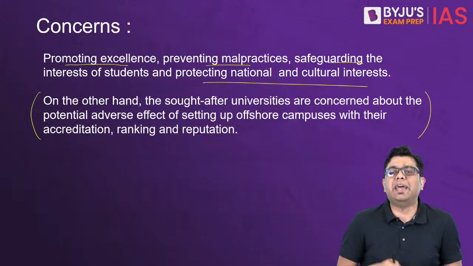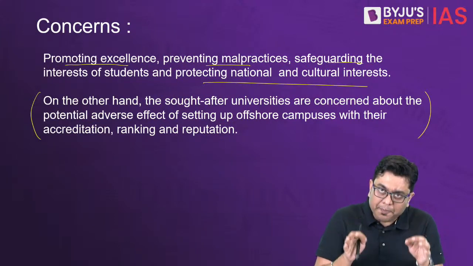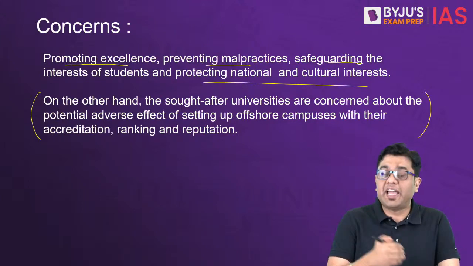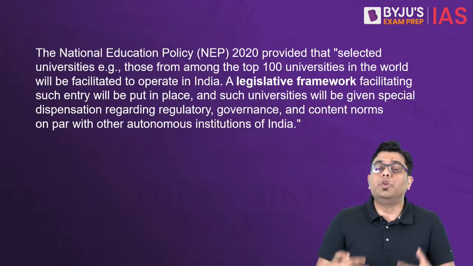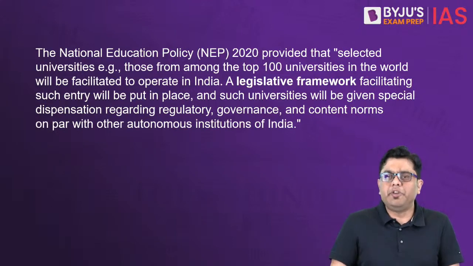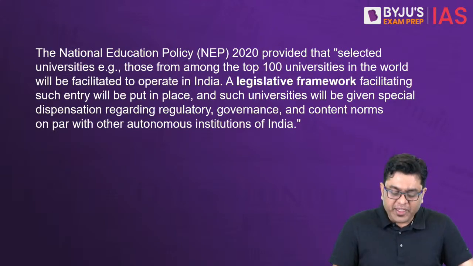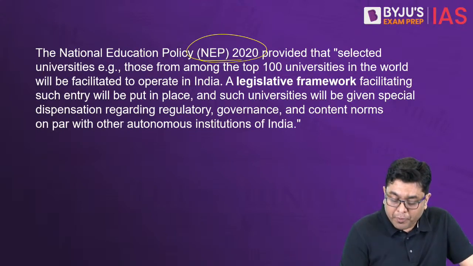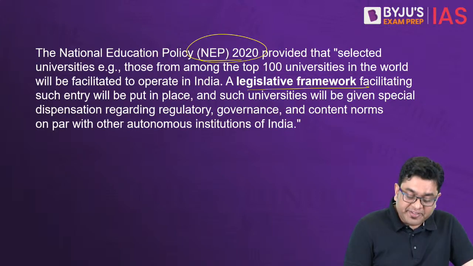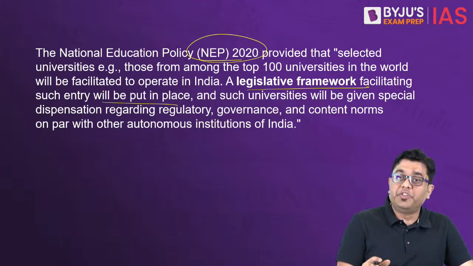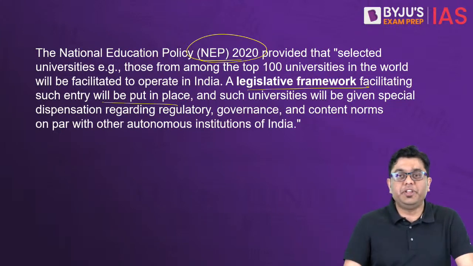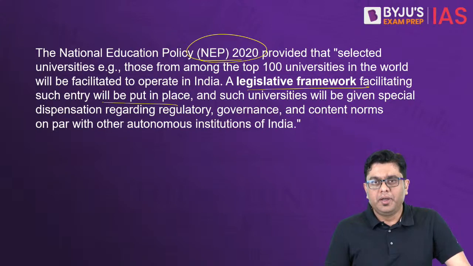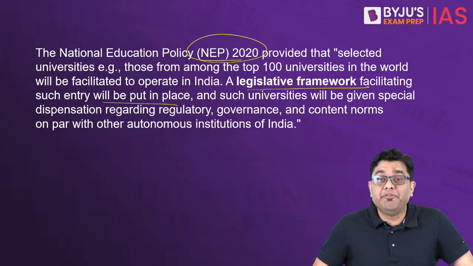So something like that can be followed. In the present realm and in the present situation, the norms for the national education policy, which is trying to attract the universities, are filled with contradictions. As you can see, the National Education Policy 2020 basically provided for a legislative framework facilitating entry for the universities, and here top 100 universities were talked about. Now, a legislative framework was also talked about, but top 100 universities, why will they be interested?